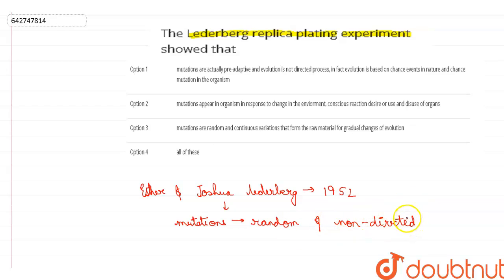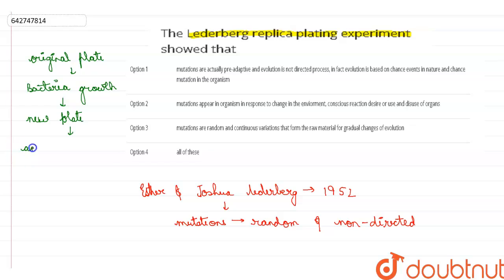For this, they did an experiment. In that, the bacteria are spread out on a plate which is known as the original plate, and bacterial growth was allowed on it. After that, they are allowed to grow into several different colonies, and this layout of colonies is stamped from the original plate onto a new plate. In this new plate there was an antibiotic which is called penicillin.